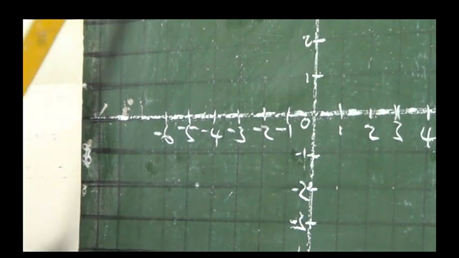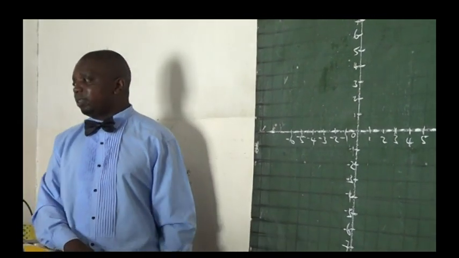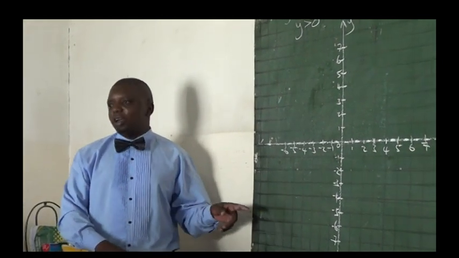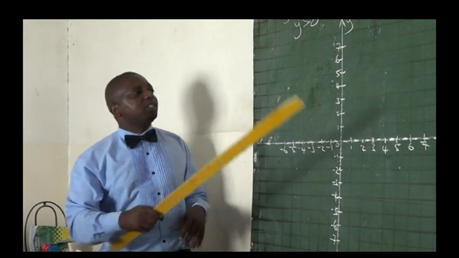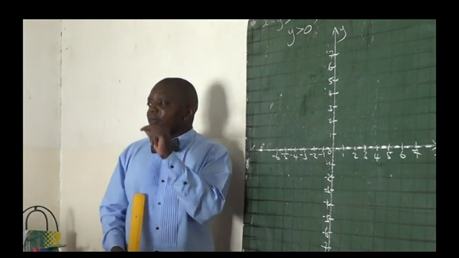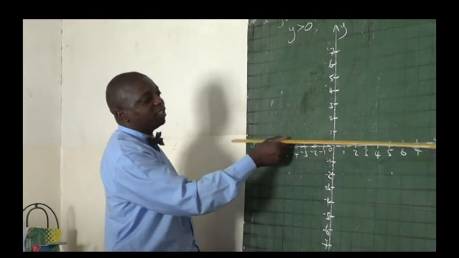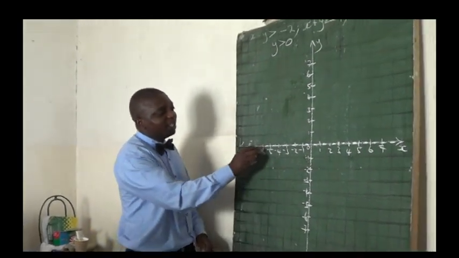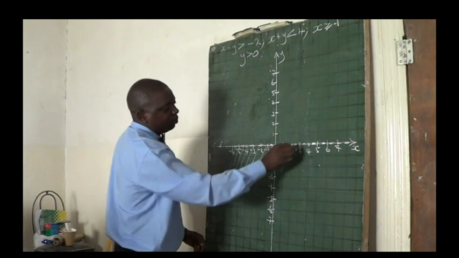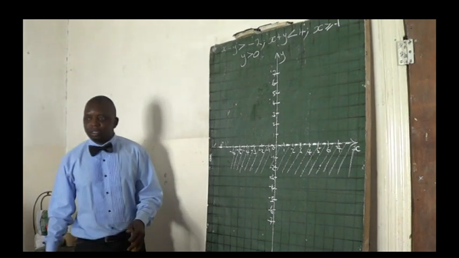Right, but we are saying y is greater than 0, which means we are considering the y-axis, which is the vertical axis. It has some values which are greater than 0, and some values which are less than 0. When you say y is greater than 0, we want the values of y that are greater than 0. So the region required is the region above, which means we shade the region below, the values below 0. We shade the unwanted region.